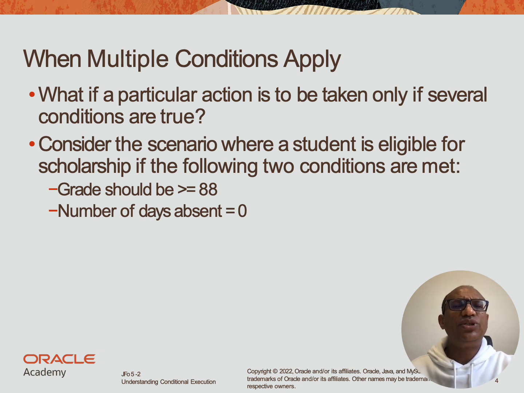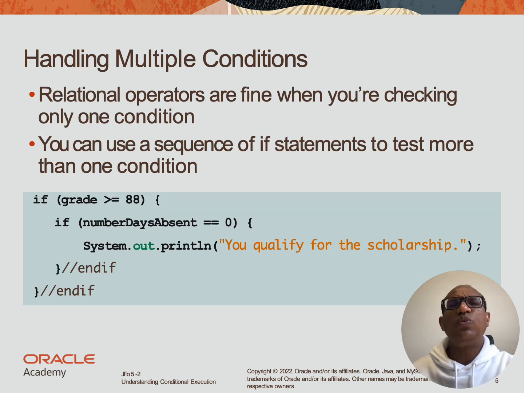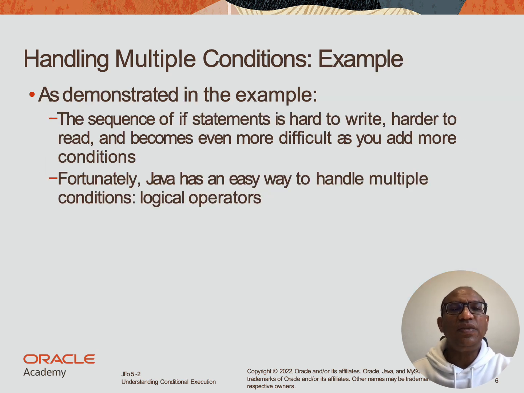Sometimes an action should only happen when several conditions are true. For example, a student qualifies for a scholarship only if their grade is at least 88 and they have 0 absences. Relational operators work when checking a single condition, but when you need multiple checks, you can use nested if statements. It works, but it gets messy. Nested ifs become hard to read quickly. Luckily, Java provides logical operators like AND, OR, and NOT to combine multiple conditions more efficiently.